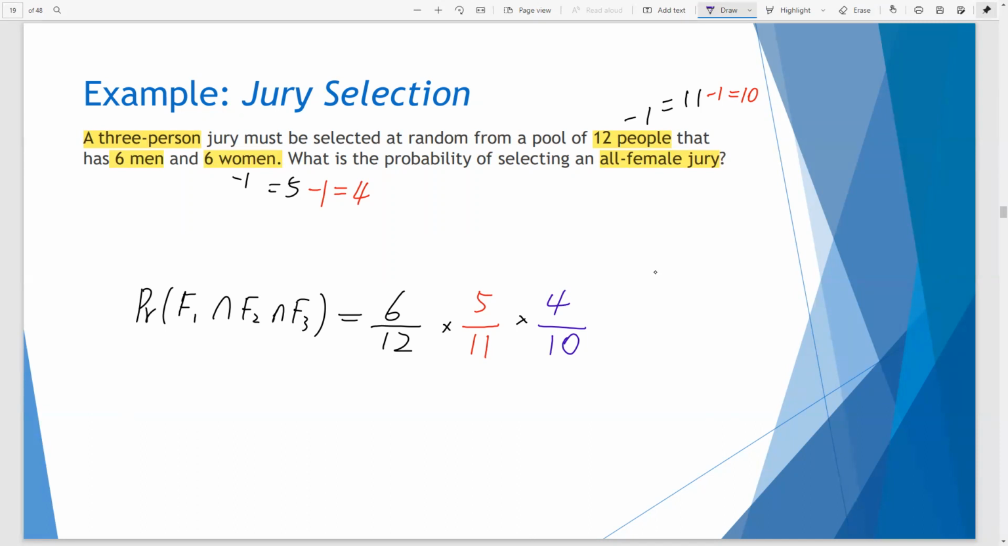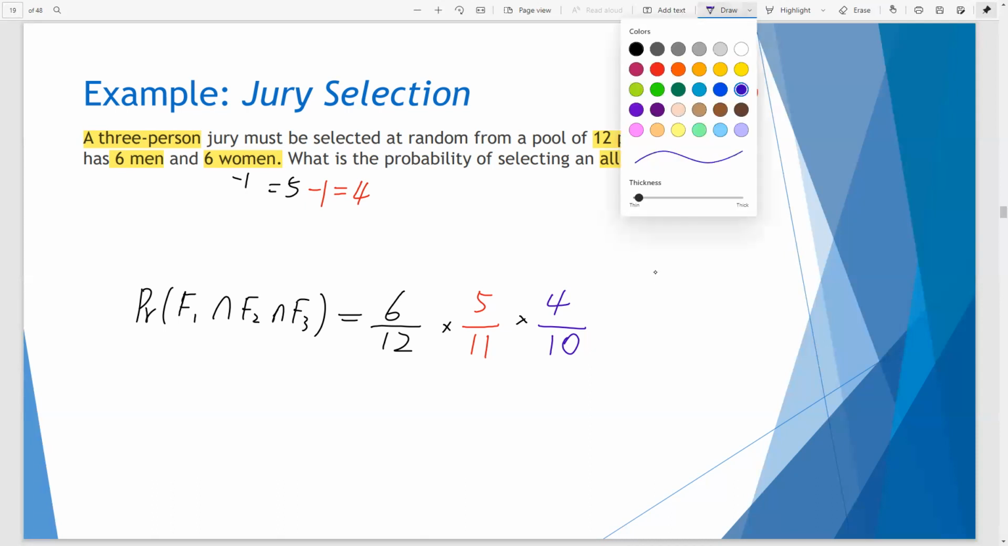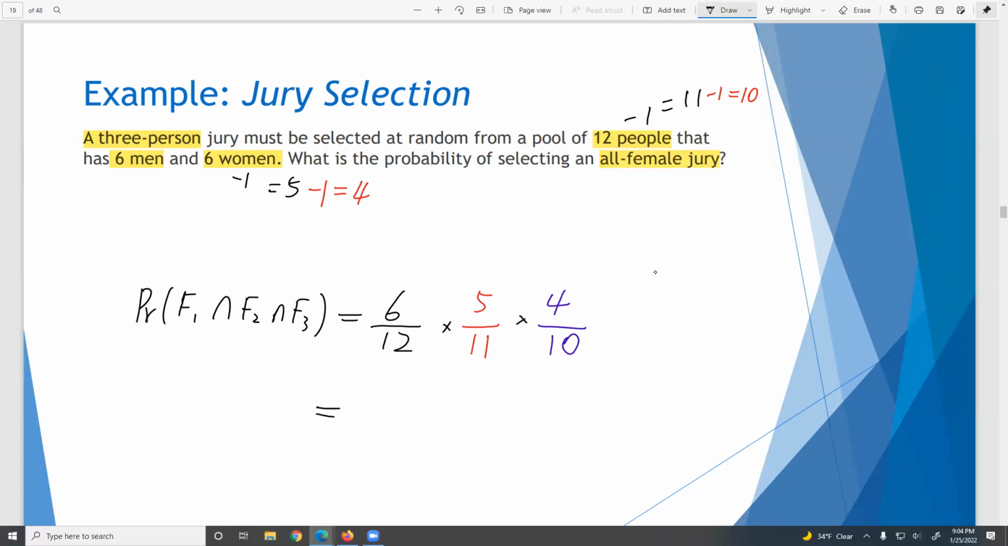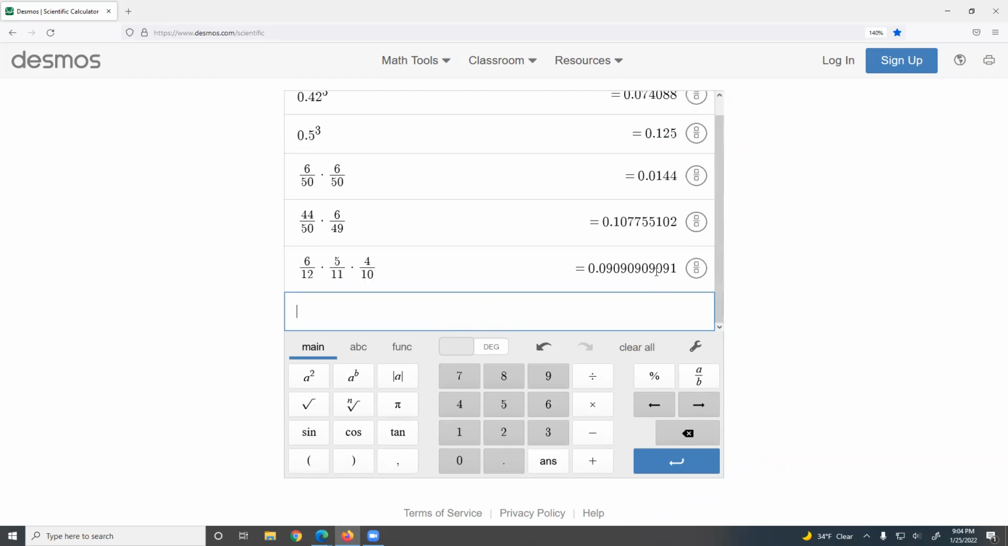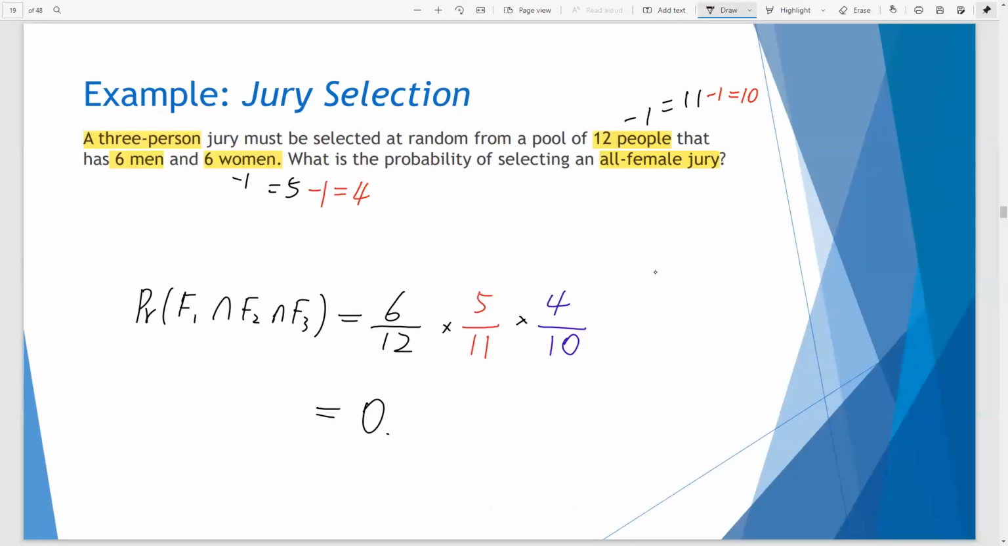After step 2, there will be only 4 women remaining, and 10 persons in total. So the way you can select a woman would be 4 out of 10. Right, then finally, 6 over 12 times 5 over 11 times 4 over 10. That's 0.0909, right? Only 9.09%.